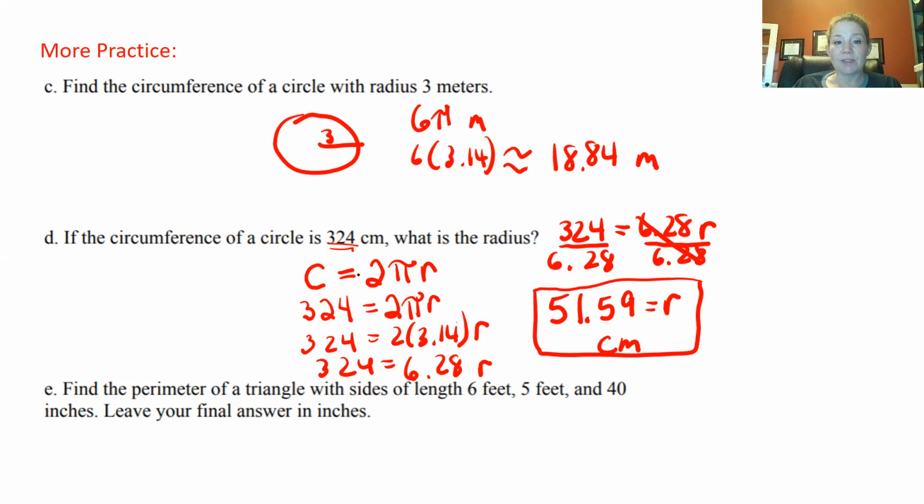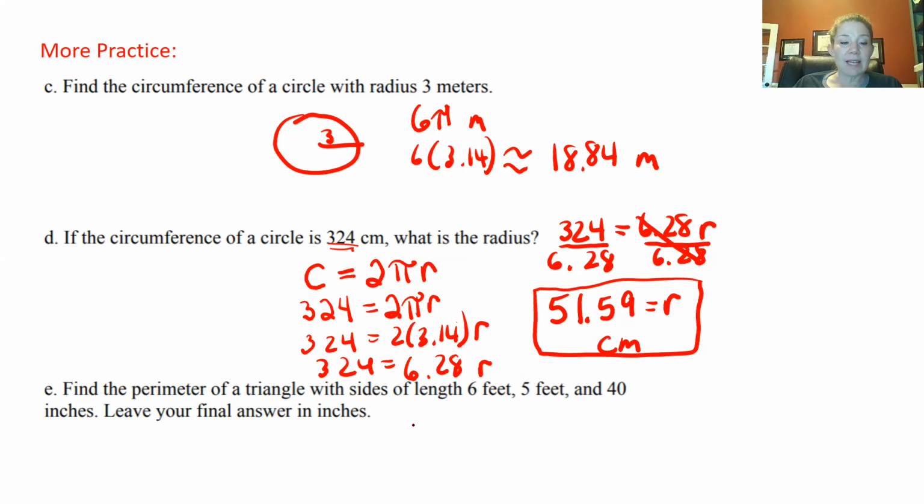You have to plug into the formula what you're given. Well, you were given the circumference. That's why I put 324 on the left side of the equal sign. On the right side, I could multiply 2 times 3.14, 2 pi. And then to get rid of being multiplied by 6.28, the only way to get rid of that is to divide by 6.28.